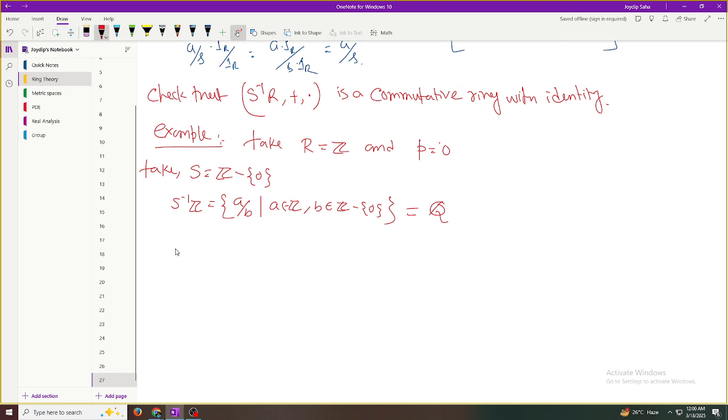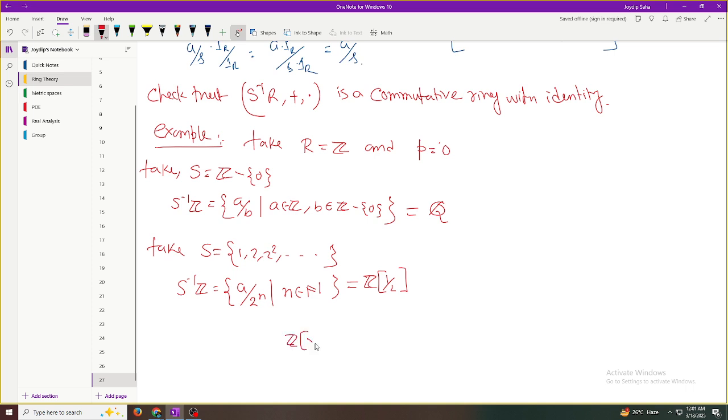You can take S equals 2 to the power n, that is, S equals 1, 2, 2 square, this type of set. What is S inverse Z? It is a by 2 to the power n such that n belongs to the natural numbers. So it is denoted by Z half. What is Z half?